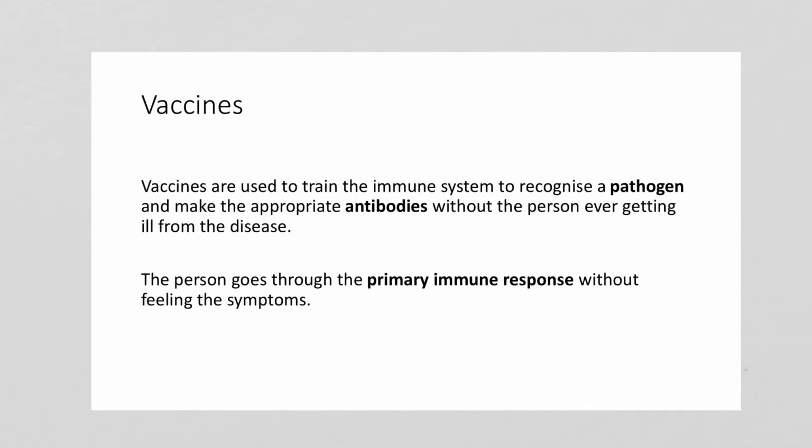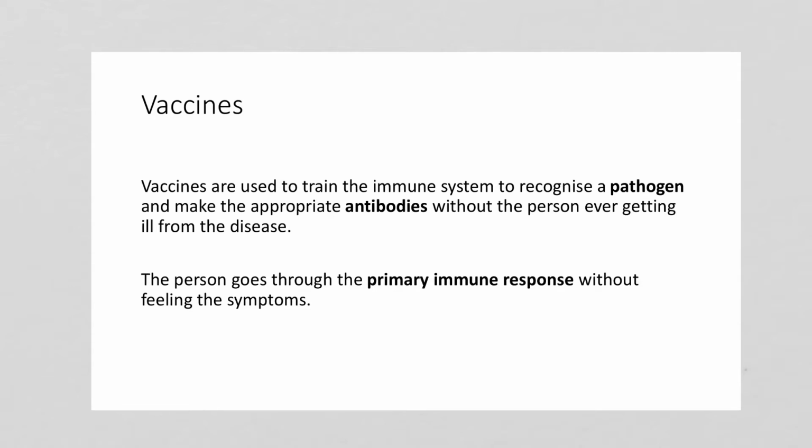So what is a vaccine? What's the purpose of a vaccine? As we talked about in lesson 3, a vaccine is essentially a practice go for your immune system. They train the immune system to recognize a pathogen. Remember, those are the microorganisms that cause disease: bacteria, virus, fungus, protist. And it trains the immune system on how to make the appropriate antibodies.